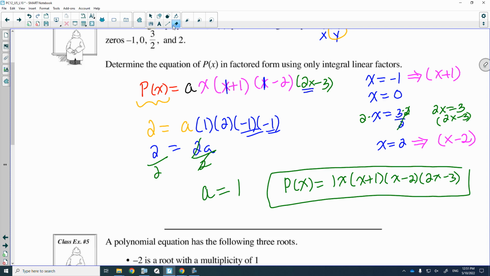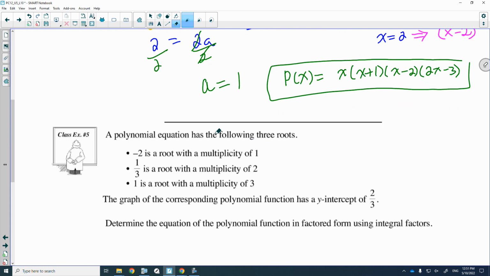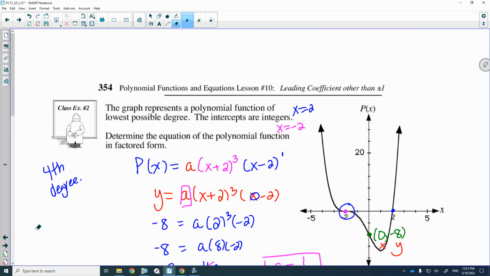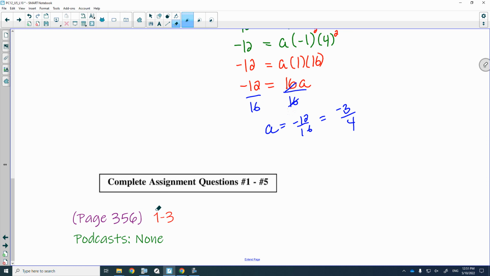No, I'm going to erase it. Yeah. Okay, so I'll give you a couple of these to practice. 1 to 3 are good. 6 is good. And 7.